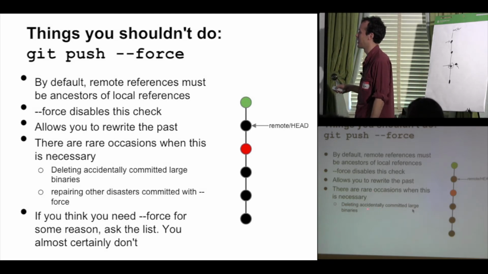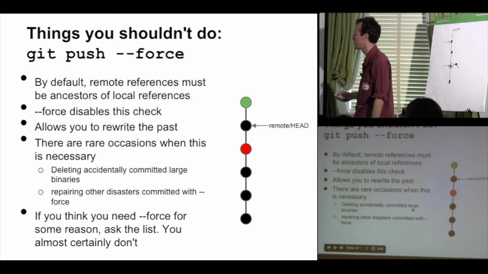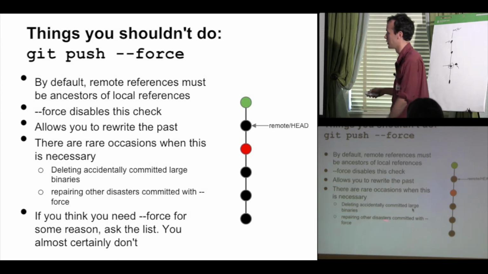This would make it possible to then delete that large binary from the repository so it's not taking up huge amounts of everybody's space. It's also useful for when you've already completely screwed something up with git push --force and you're trying to fix it.